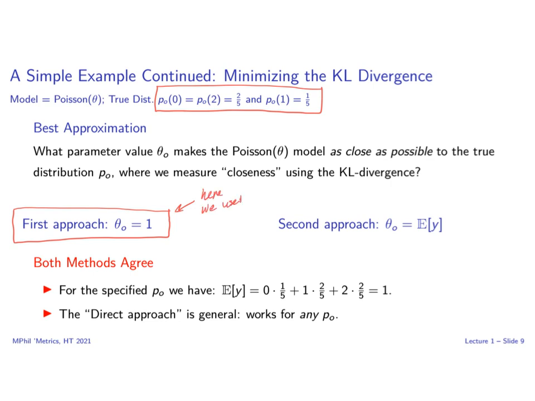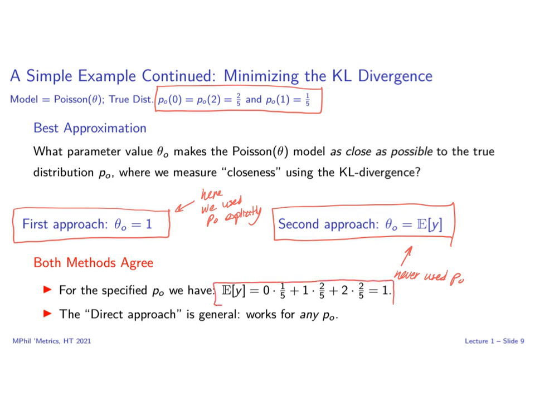We then used a second approach. The second approach, in fact, did not use knowledge of p naught anywhere. If you go back to the calculation on the previous slide, it never entered at any stage. There we found that the best choice of theta was to set theta naught equal to the expectation of y. So do these two methods agree? It looks like maybe they don't. Well, actually, they do. And the reason is, under this particular p naught that I made up as an example, the expectation of y really is 1.